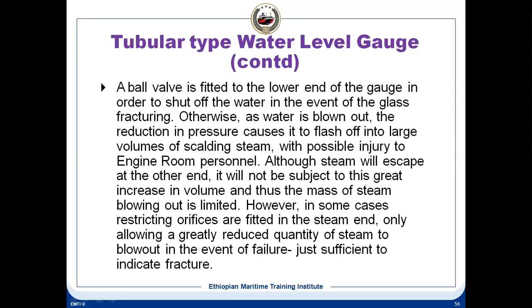A ball valve is fitted on the lower end of the gauge glass in order to shut off the water in the event of glass fracturing. Otherwise, as water is blown out, the reduction in pressure causes it to flash off into large volumes of scalding steam with possible injury to engine room personnel. Although steam will escape at the other end, it will not be subject to this great increase in volume, and thus the mass of steam blowing out is limited.